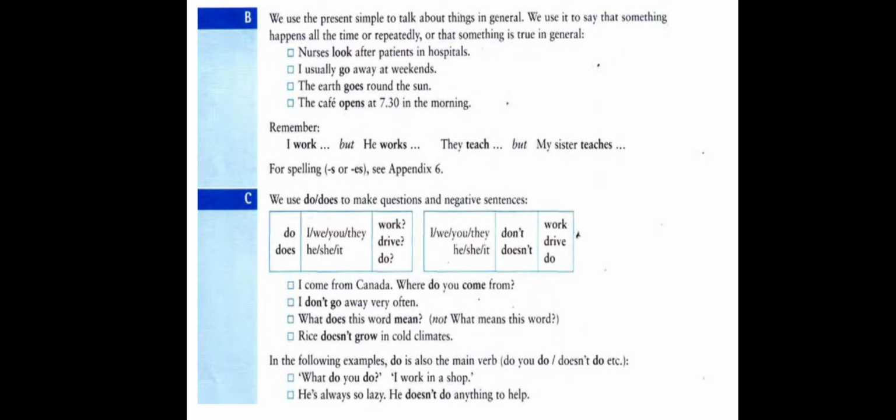Remember, I work, he works. I is plural, so we use the verb in the base form. But he works, he is singular, so we use the verb in the base form plus s. They teach, they is plural, so we use the verb in the base form only. But my sister teaches, my sister is singular, so we must use s, but here the verb teach ends in CH. That's why we must add es, not s only. So it becomes teaches.